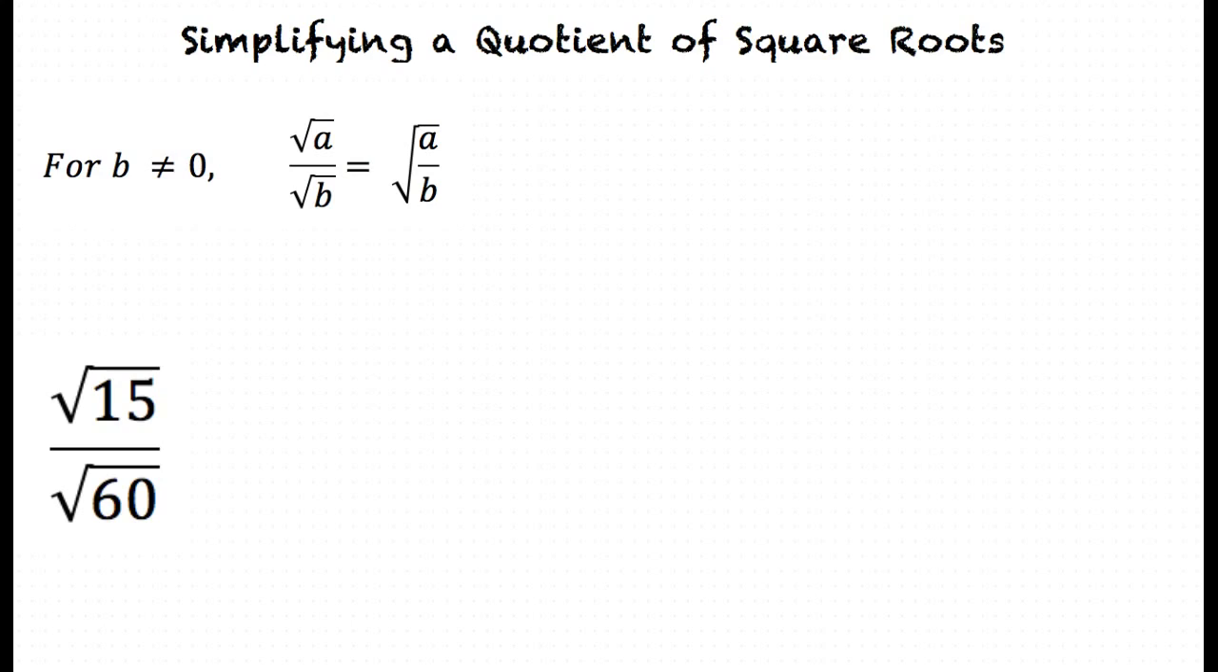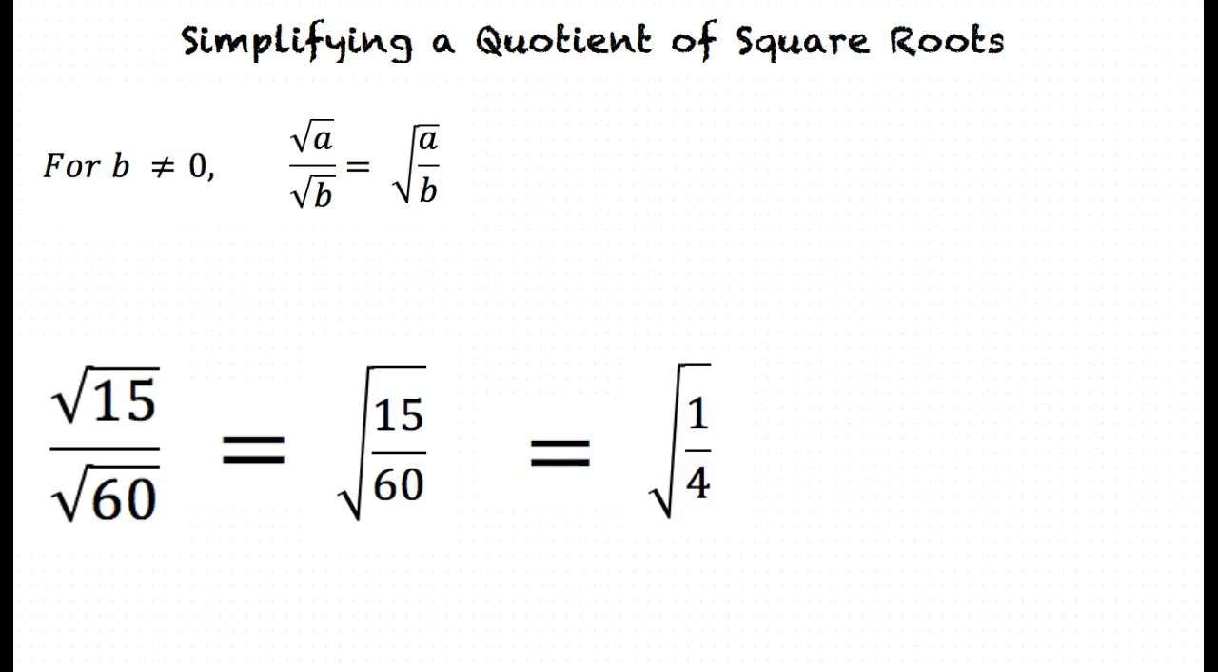Now we use the quotient rule to write the example as square root 15 divided by 60. Now we simplify the fraction under the square root sign. Therefore, 15 divided by 60 results in 1/4. Once we have square root 1/4, we can simplify that to 1/2.